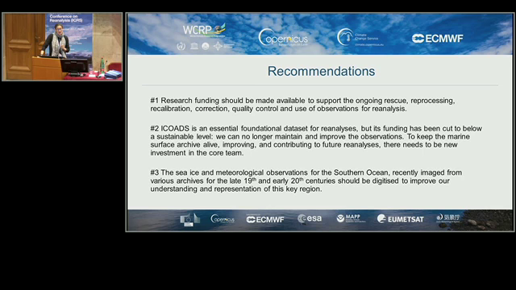And number 3, the sea ice and meteorological observations for the Southern Ocean recently emerged from various archives of the late 19th and early 20th centuries should be digitized to improve our understanding and representation of this key region. So I'd welcome your feedback on those recommendations and whether there are others that we should also make. Thank you very much.